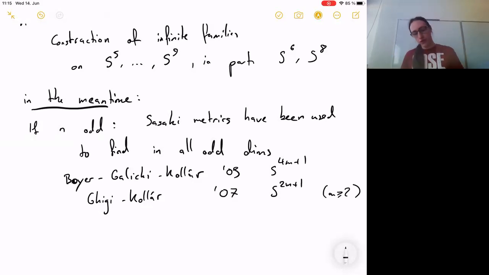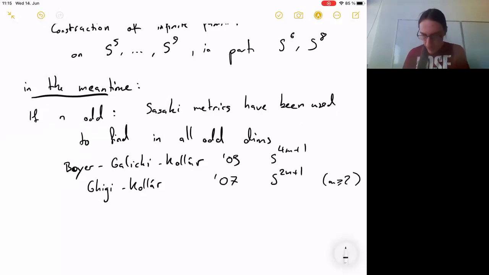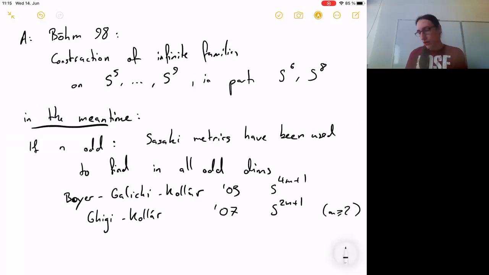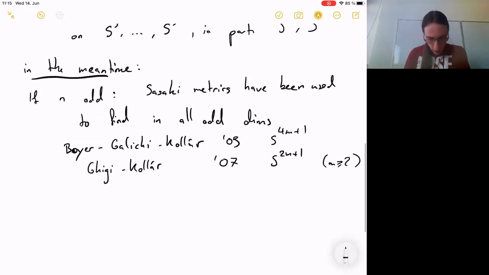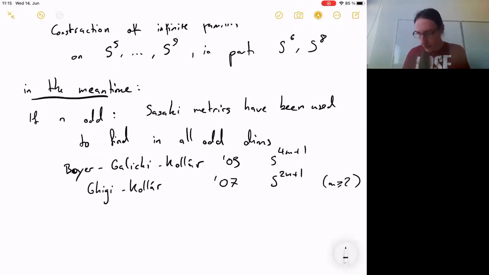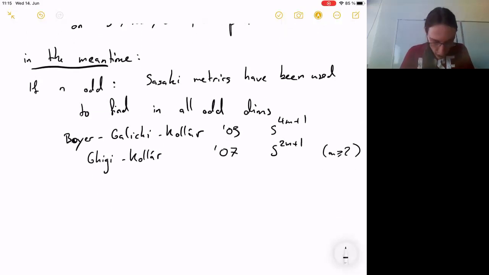So in odd dimensions, both existence and uniqueness of non-trivial metrics are pretty much resolved. But in even dimensions, not much happened. So the only thing that happened in this time, in the even dimensional case, was a paper by Foscolo and Haskins in 2017.